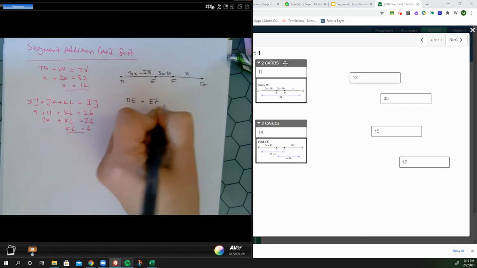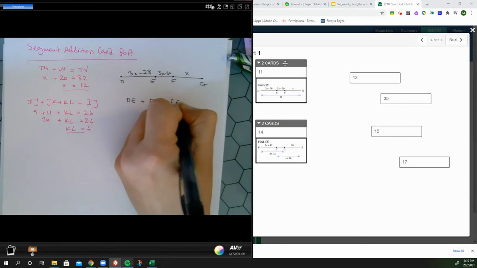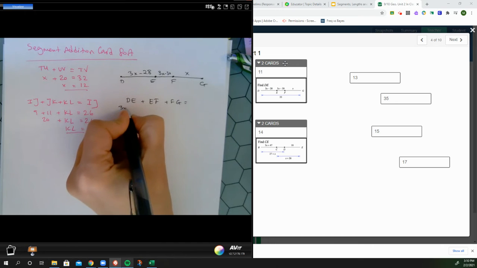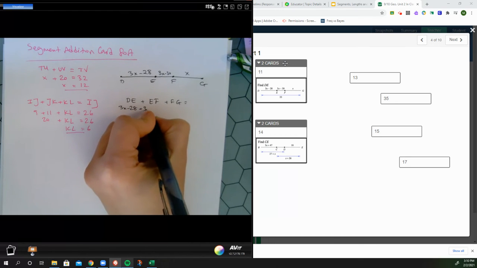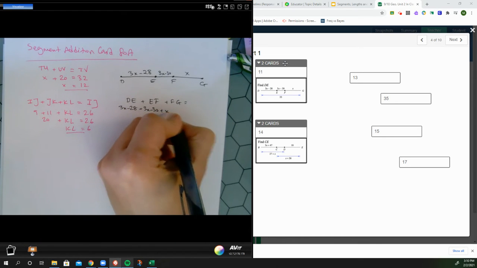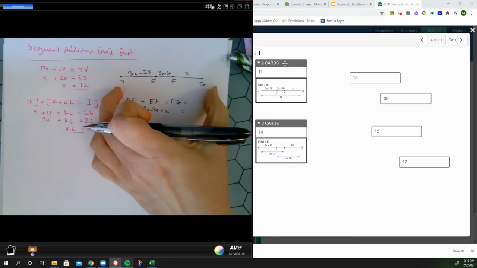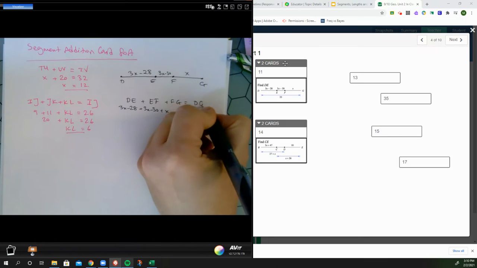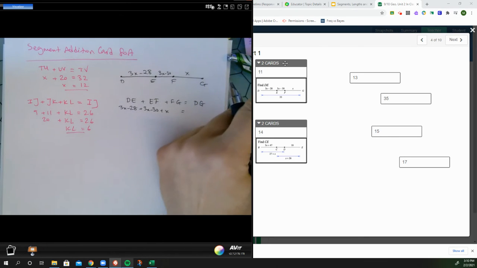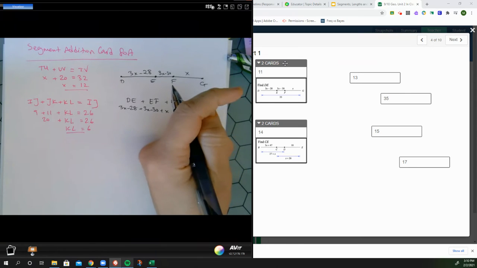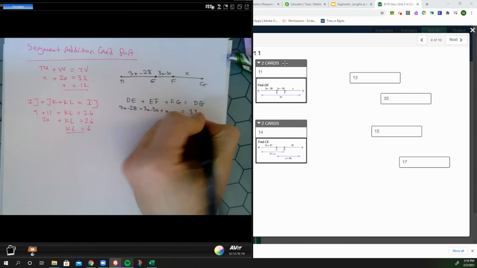This is just an x. It's FG. I'm going to add all those: 3x minus 28 plus 3x minus 30 plus x, and when I'm done, that will give me the entire length of my segment, which is DG. And it says very clearly over here that it is 33 long. Okay, so we're going to solve.